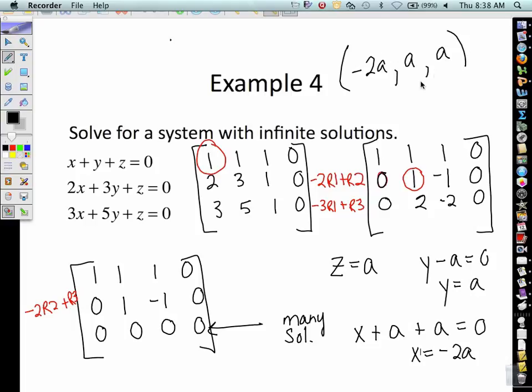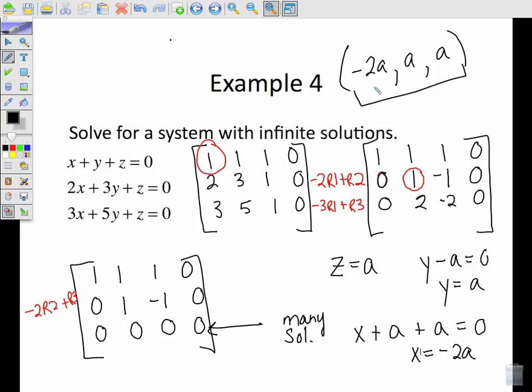All right, so that completes that problem, and that's how you do it with many solutions. You always need to include your a's. Just automatically set z equal to a, and then from there you can do the back substitution.